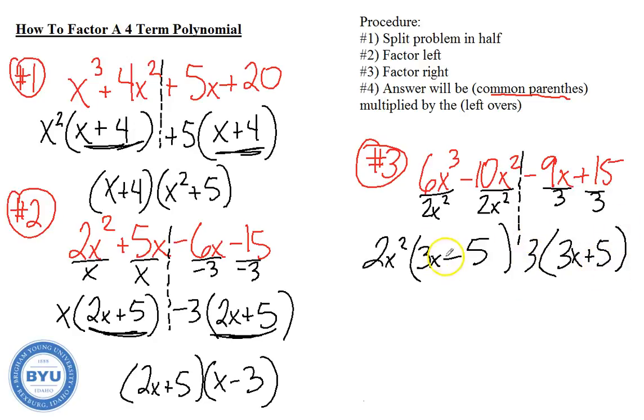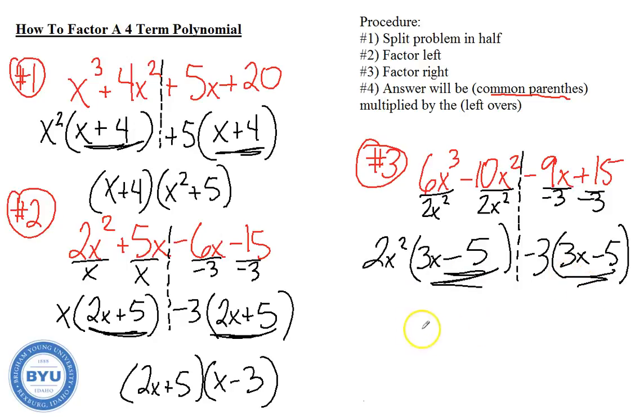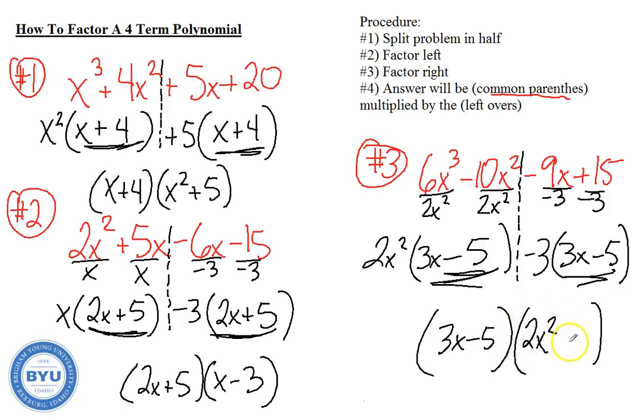Uh-oh. But that's not the same, so I need to take out a negative 3. If we factored out a negative 3, that would leave me with 3x minus 5. Do you see what happens? If your negatives aren't right, make sure to take out a negative, and that'll switch your sign. Now I've got my common parenthesis, and so my final answer is the common parenthesis, and then the leftovers, which are 2x squared minus 3.